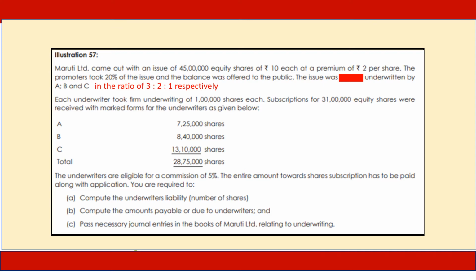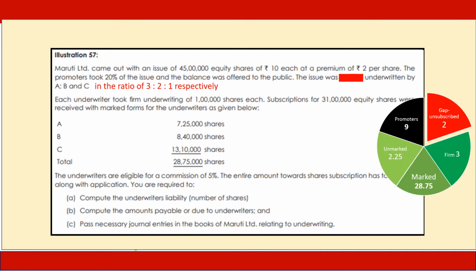Illustration number 57 talks of an underwriting assignment agreed by three people, A, B, C, and the issue is over and there is an unsubscribed portion, which is nothing but devolvement. We look at how this unsubscribed portion is apportioned between the three underwriters before deciding upon their liability, the amount to be paid to them, and what the company should receive from them. This is the theme of this problem.